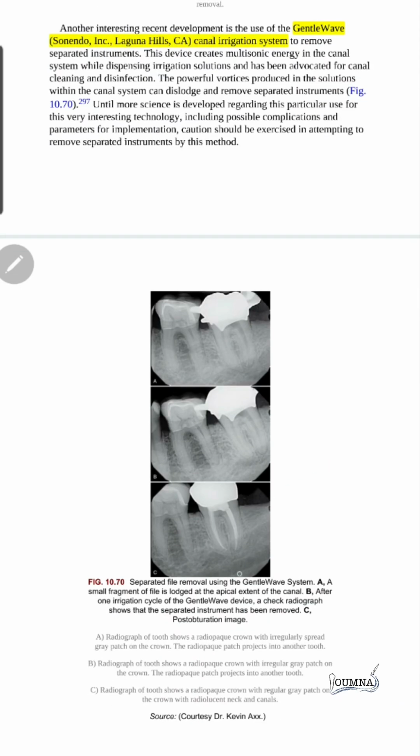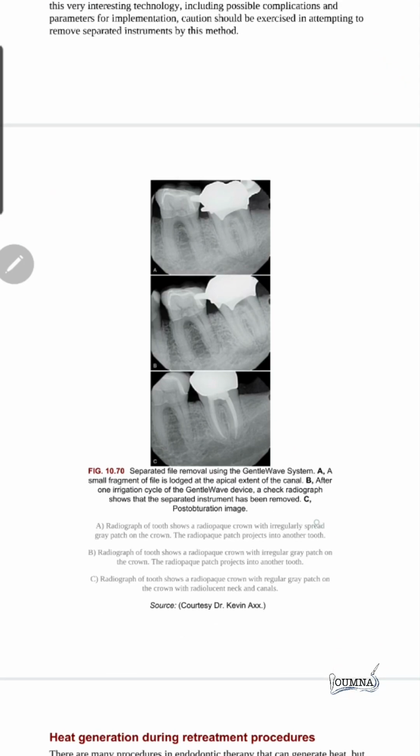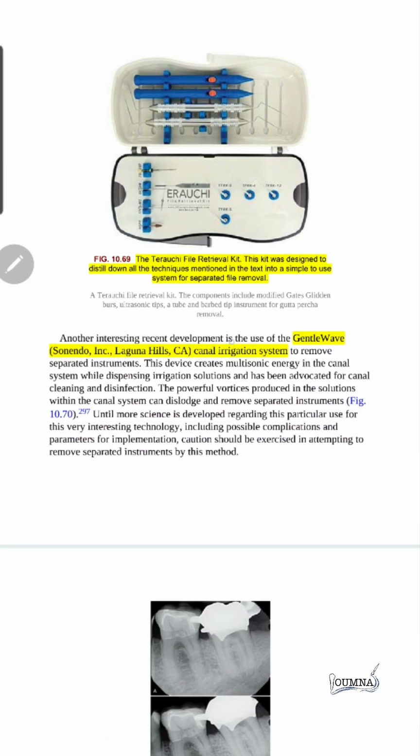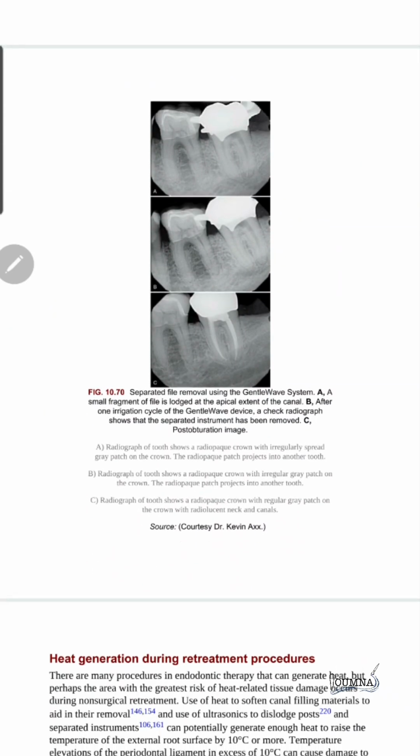Also, the separated file can be removed when we do the activation of the solvent. It can happen that the canal irrigation system can remove the instrument file.